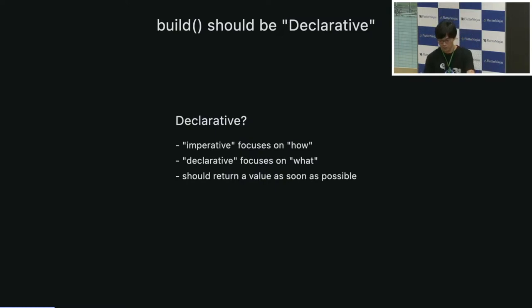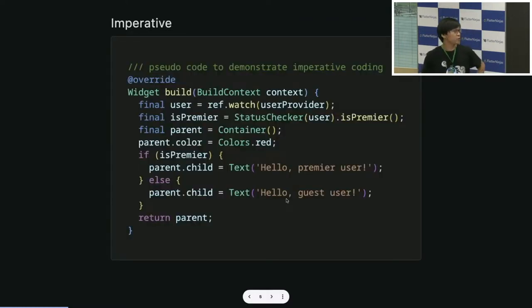So that is declarative. Here I prepared the imperative code. It's pseudocode to demonstrate imperative coding, so it's not the actual one, but in imperative coding, the step-by-step control flow is important. How to achieve the returning value is important. So we retrieve the data first, check something next, build the parent widget, child widget, build everything, and then return the parent. Return the UI. So in imperative coding, the returning value comes at the end of the function or method.